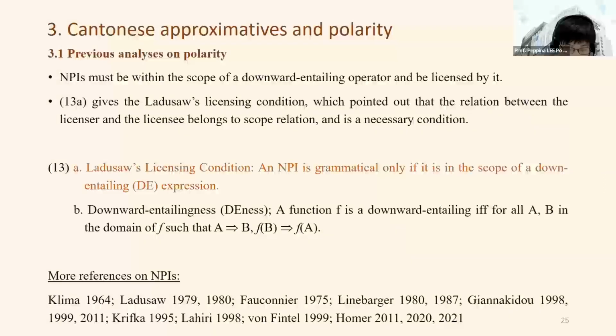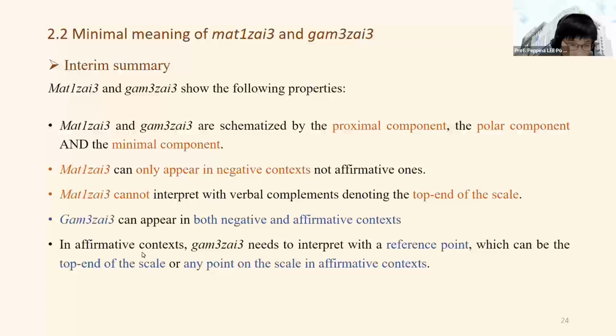So the preliminary summary above suggests 2 very important points. Firstly, it is the last one. In the affirmative context, the case of 咁滯, namely that 咁滯 can be interpreted with a reference point on the scale, which can be the top end of the scale. Secondly, minimal readings are found in the sentences with 乜滯 and 咁滯, suggesting that there exists a kind of limit point on a path, which consists of some ordered points. Because when you want to say that something is a minimal distance to a certain point, the points on the path must be ordered. Otherwise, you cannot measure the minimal distance.